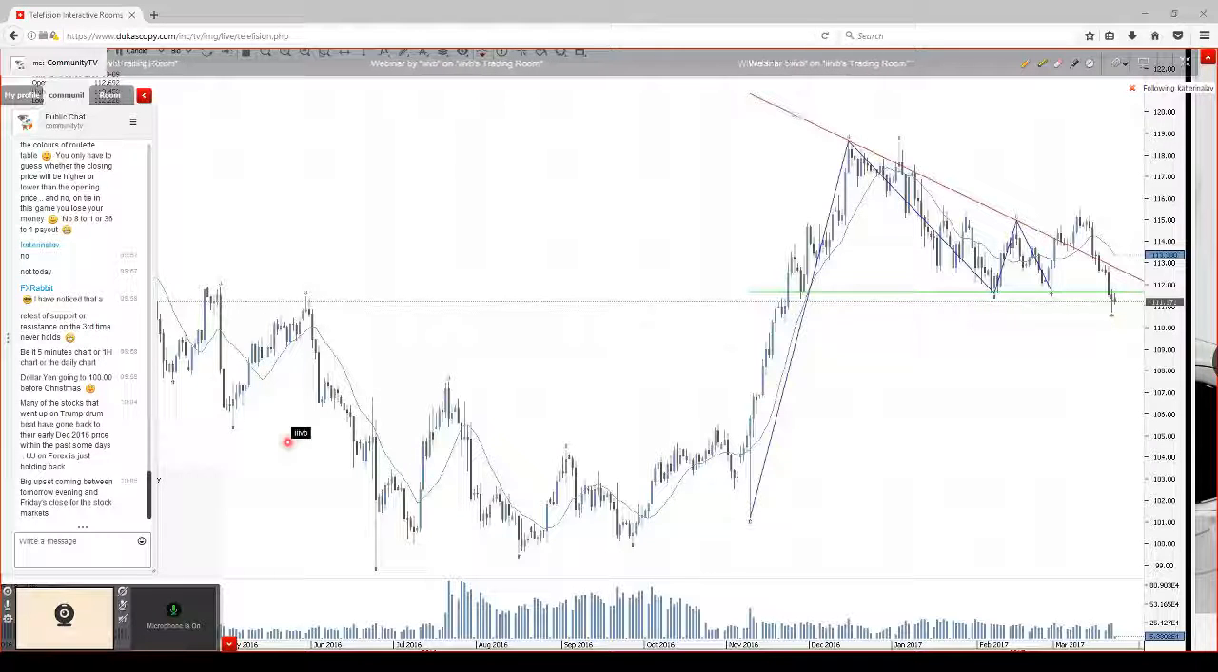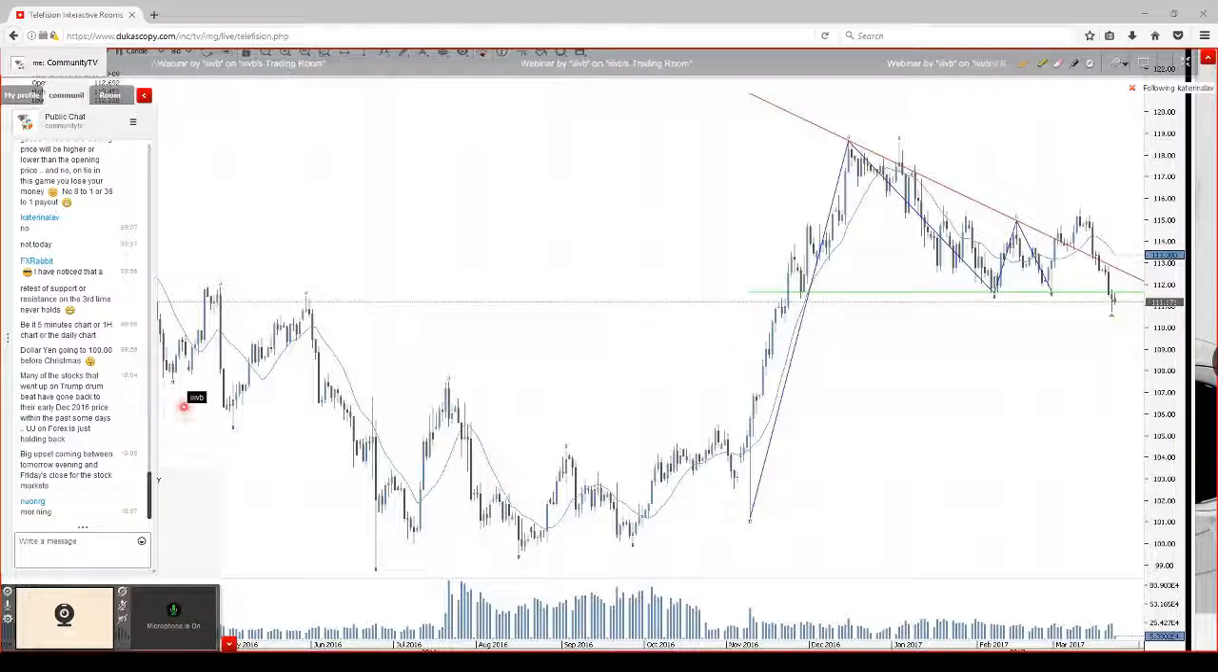We just have a comment by FX Rabbit. By the way, thanks a lot for interacting, my friend. Here it says, many of the stocks that went up on Trump's drumbeat have gone back to their early December 2016 price within the past some days. Dollar yen on Forex is just holding back. Big upset coming between tomorrow evening and Friday's close for the stock markets. Good morning, Wilco. Well, you are the specialist on the stock market. Unfortunately, I am not precisely that informed.